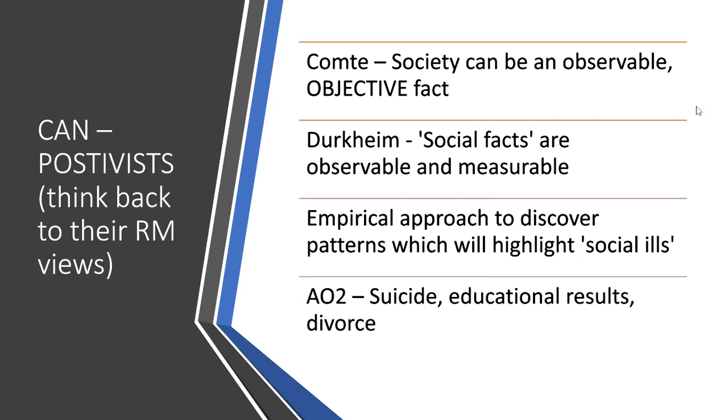So this comes from Auguste Comte, who came up with the idea that society can be looked at like the natural world, like the world out there, biology. So it can be studied in the same way. We can study society in exactly the same way just by observing what's going on. Durkheim takes this a little bit further in the late 1800s, and believed that social facts are observable and they are measurable.